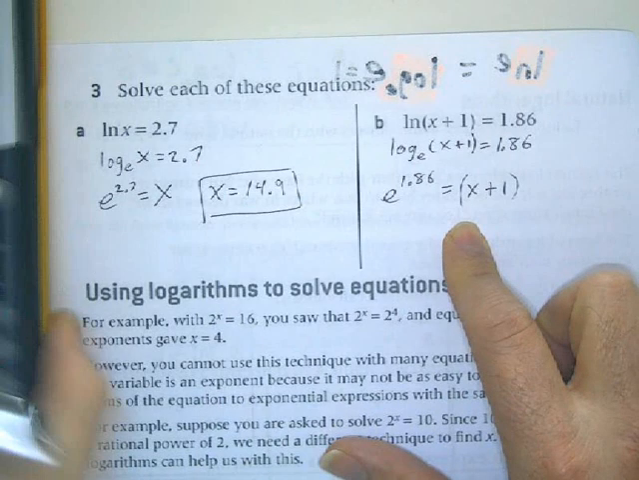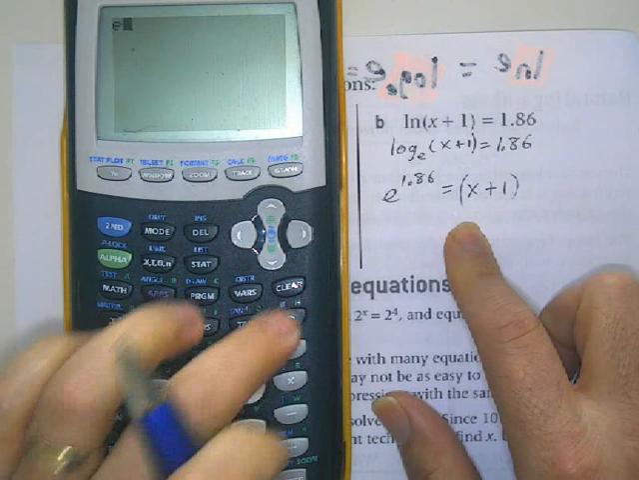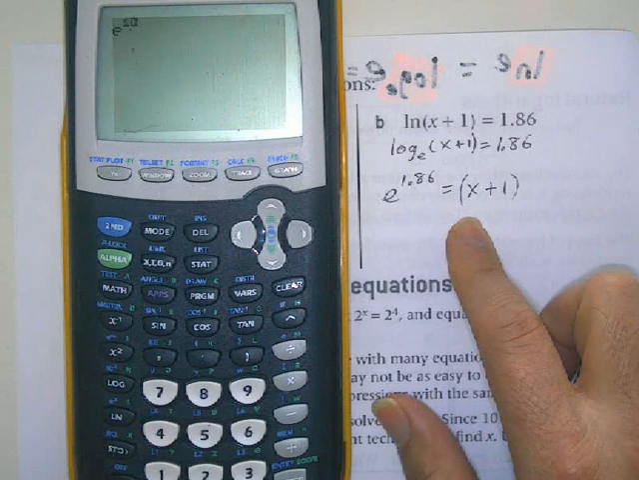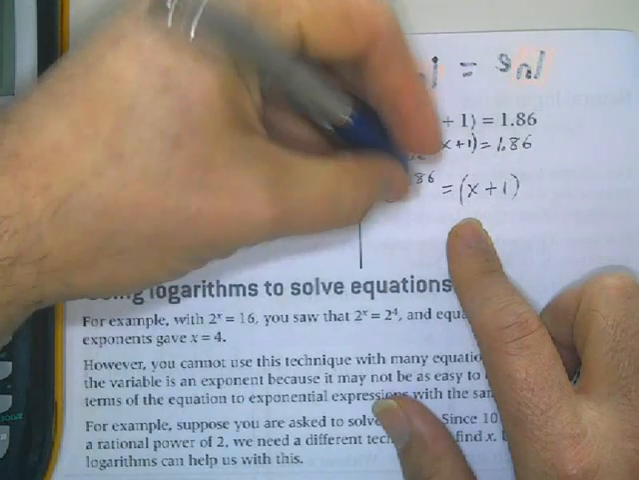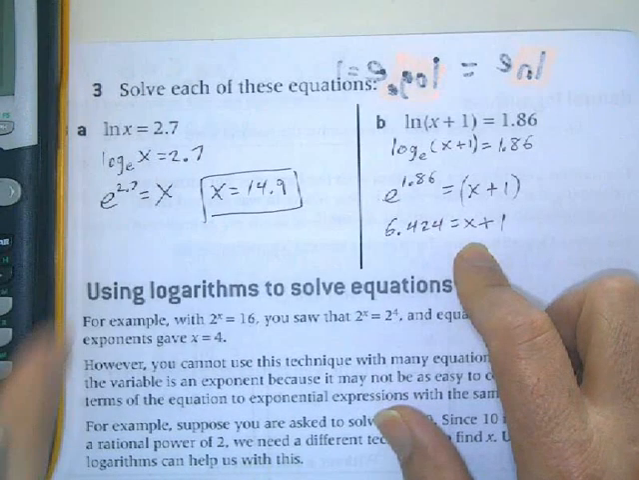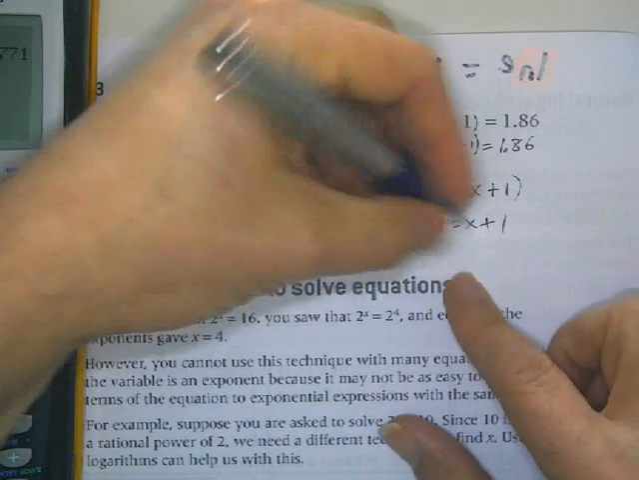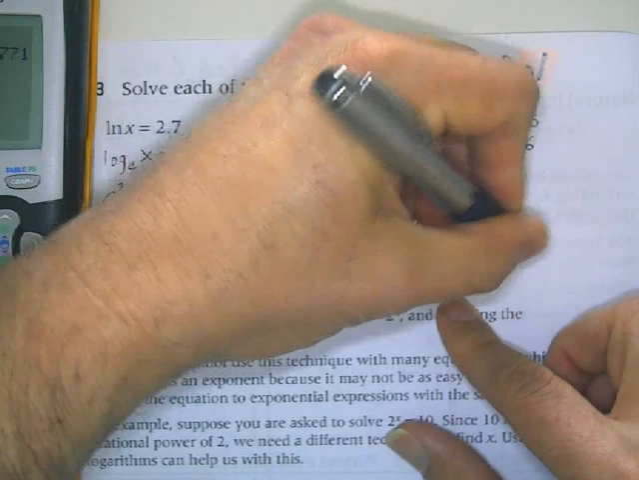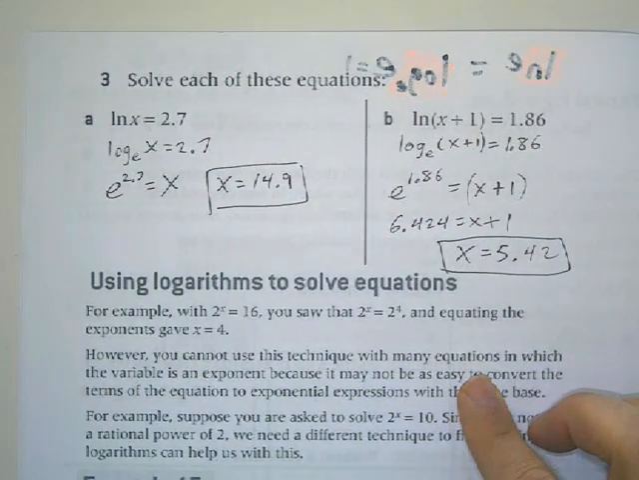Okay, so let's do this. e to the power of 1.86, and I get 6.424. 6.424 equals x plus 1. Right? And subtract 1 on both sides, I get x equals 5.42. Okay. So I'm just going to walk through this example.